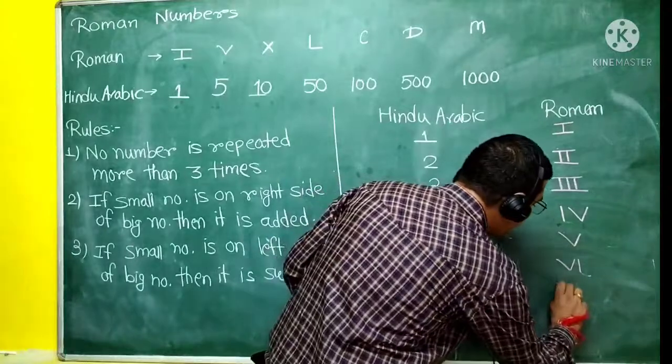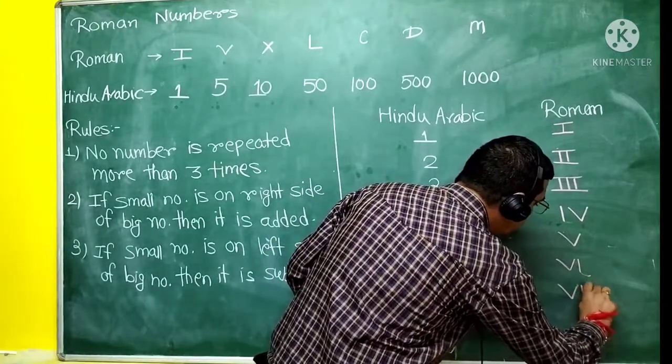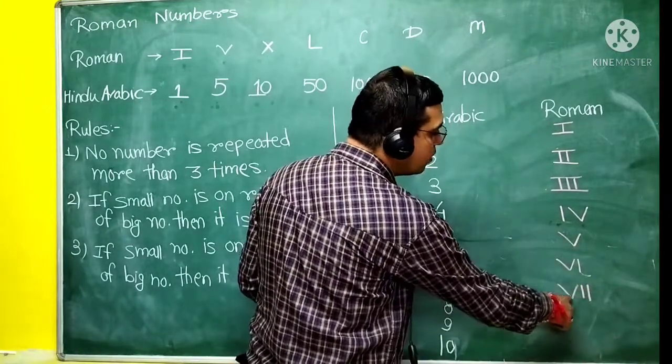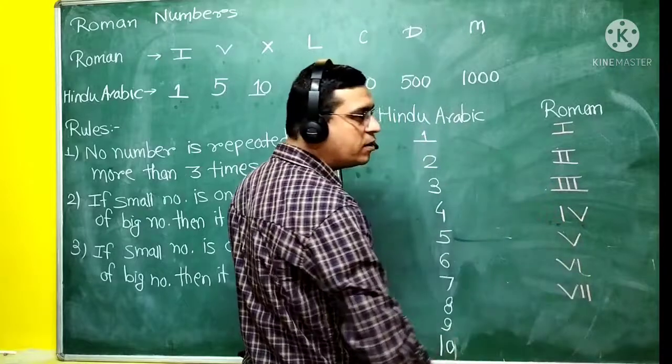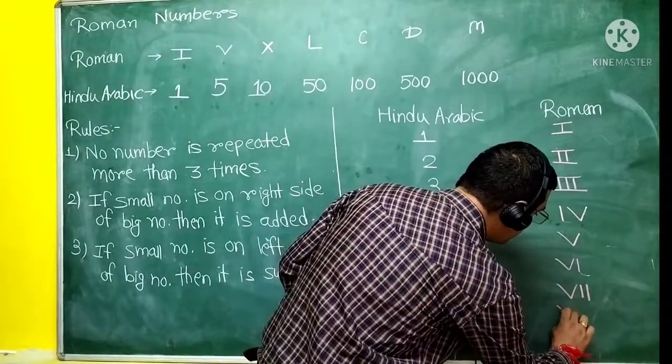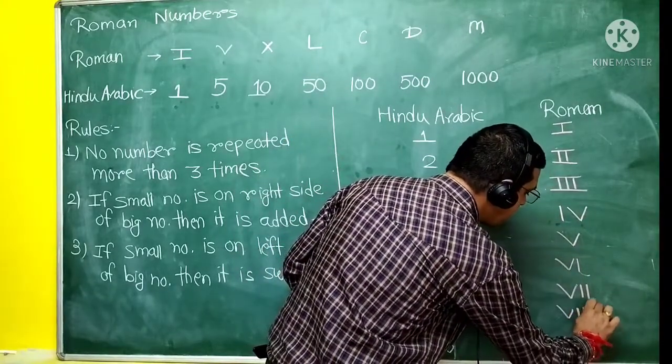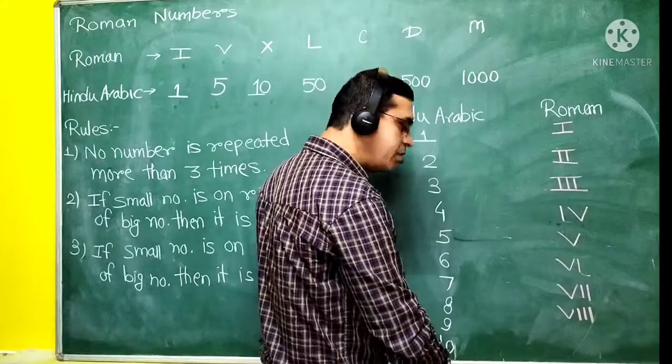Similarly 7 we have to write 2, 5, 6, 7, 8, 5, 6, 7, 8. Now 9.